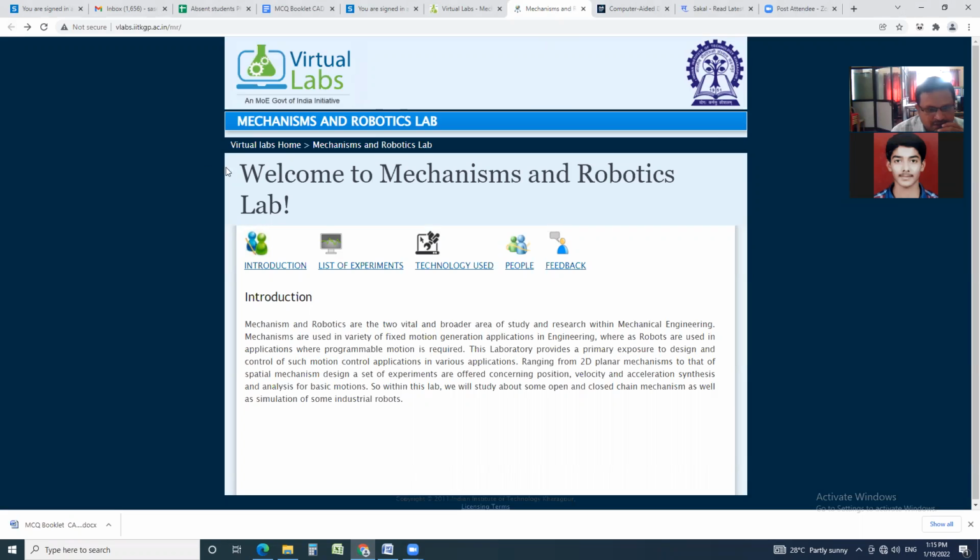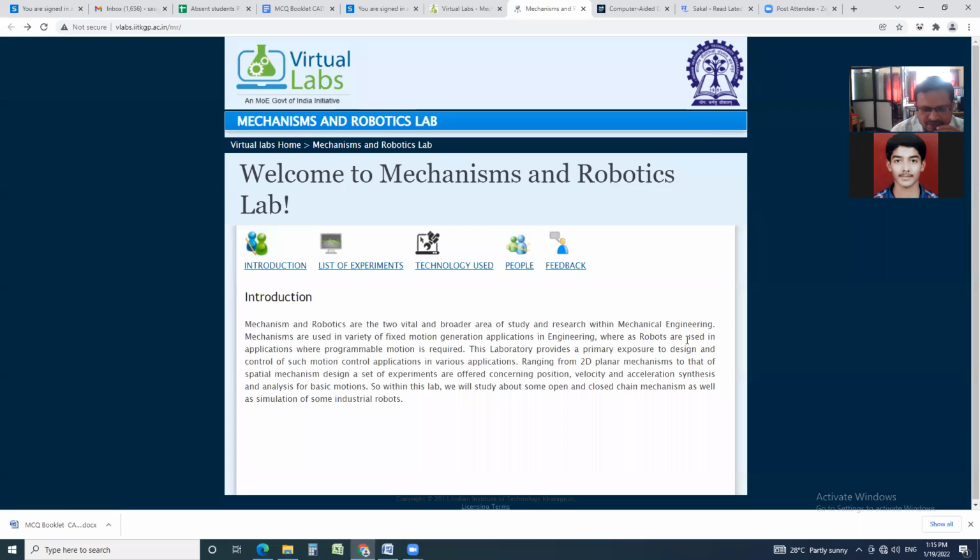Then if you click that, it will open this window. Therefore, introduction. Mechanism and robotics are the two vital and broader area of study and research within mechanical engineering. Mechanisms are used in a variety of fixed motion generation applications in engineering, whereas robots are used in applications where programmable motion is required.